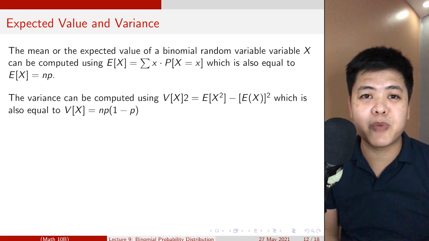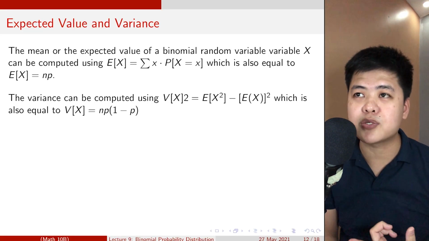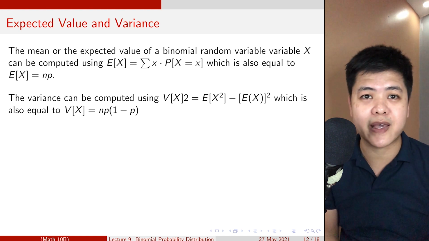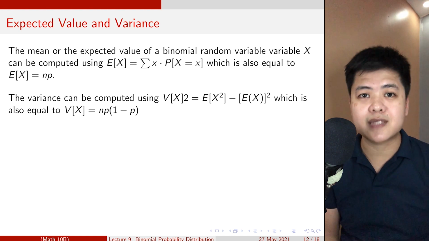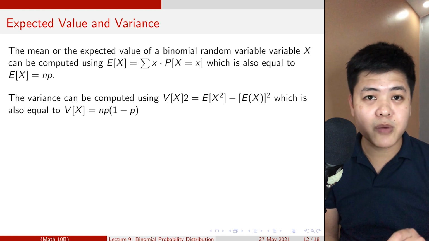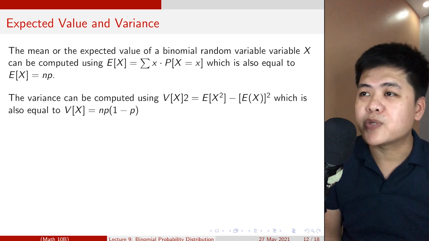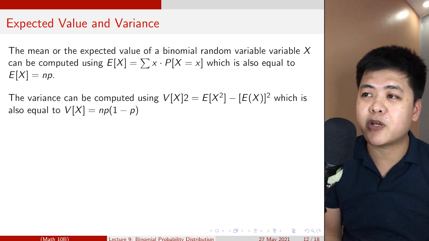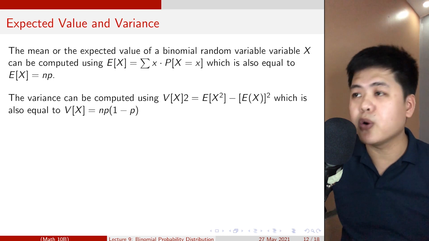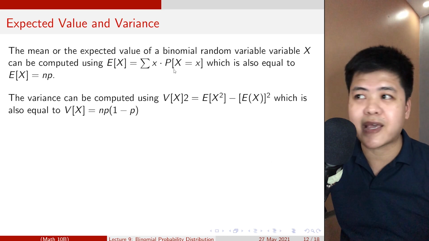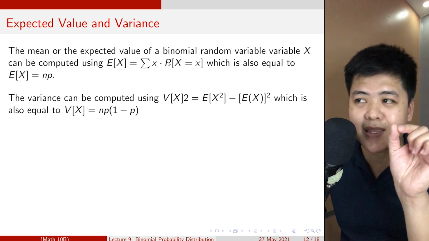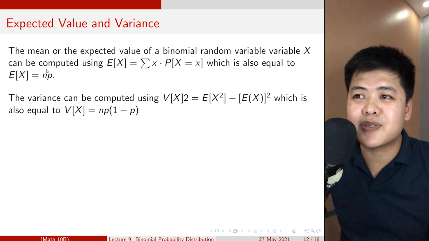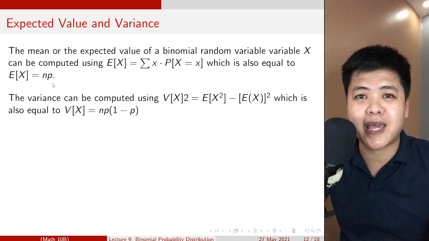Katulad din sa random variable natin for lecture number 8, we also would like to compute and interpret the expected value or the mean and the standard deviation of your binomial probability distribution. So in this case, the mean or the expected value of a binomial random variable x can be computed using your old formula. You can use this: x times the probability of x and then get the summation, which is also equivalent to this one. All you have to do is to multiply n and p.